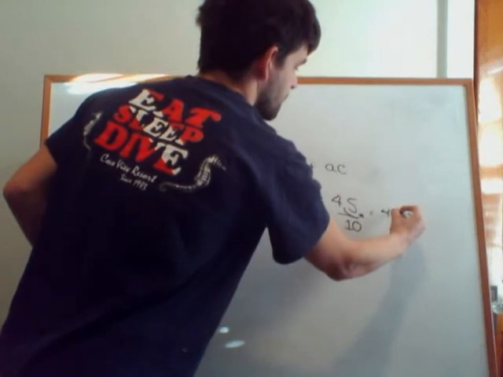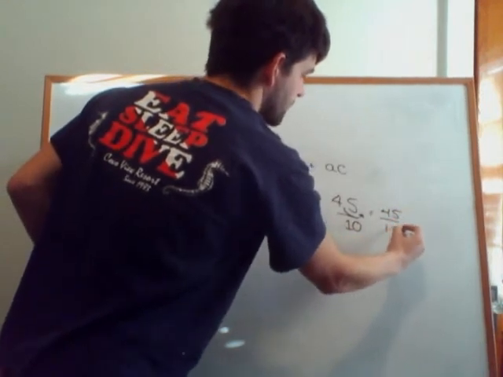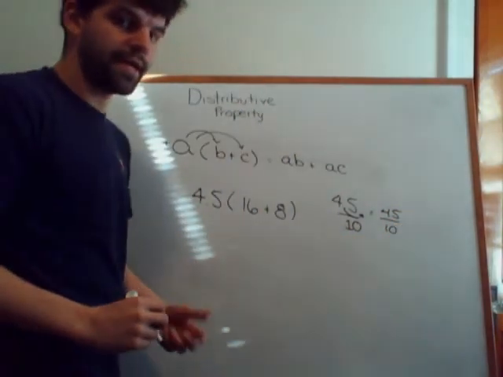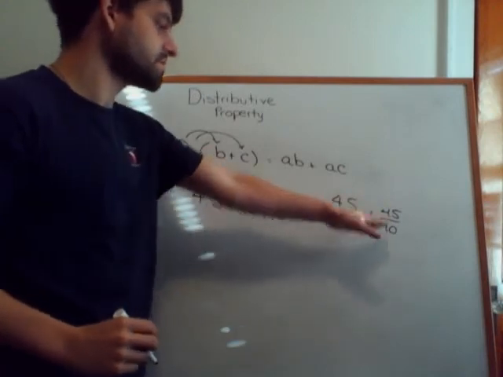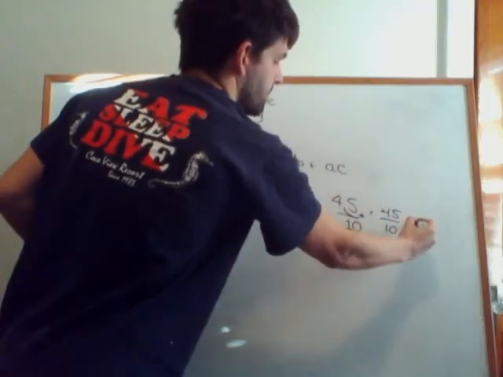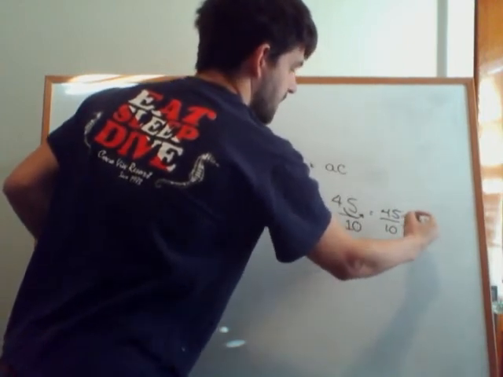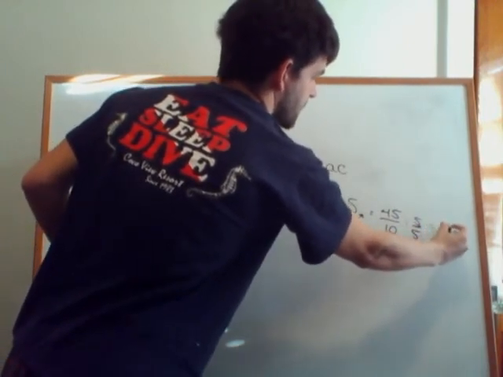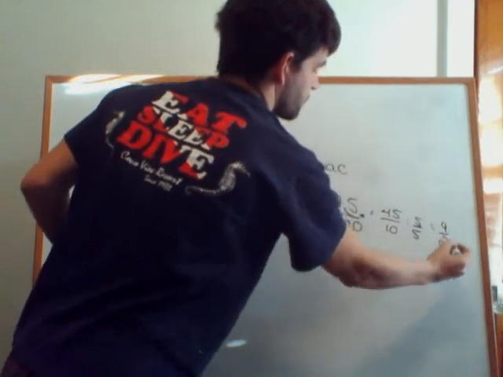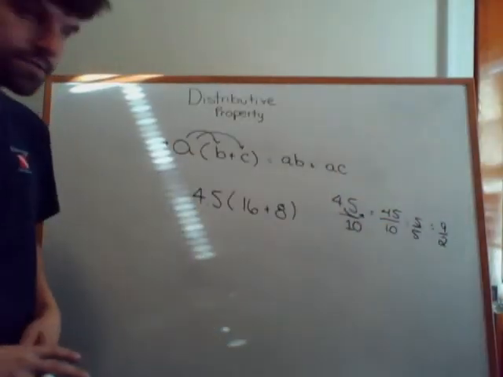over 10. Now all I have to do, now that I have a fraction, is to simplify it. And to reduce this, I'm going to divide the top and bottom by the greatest common factor of both values, being 5, which is going to give me 9 halves. And 4.5 is indeed 9 halves.